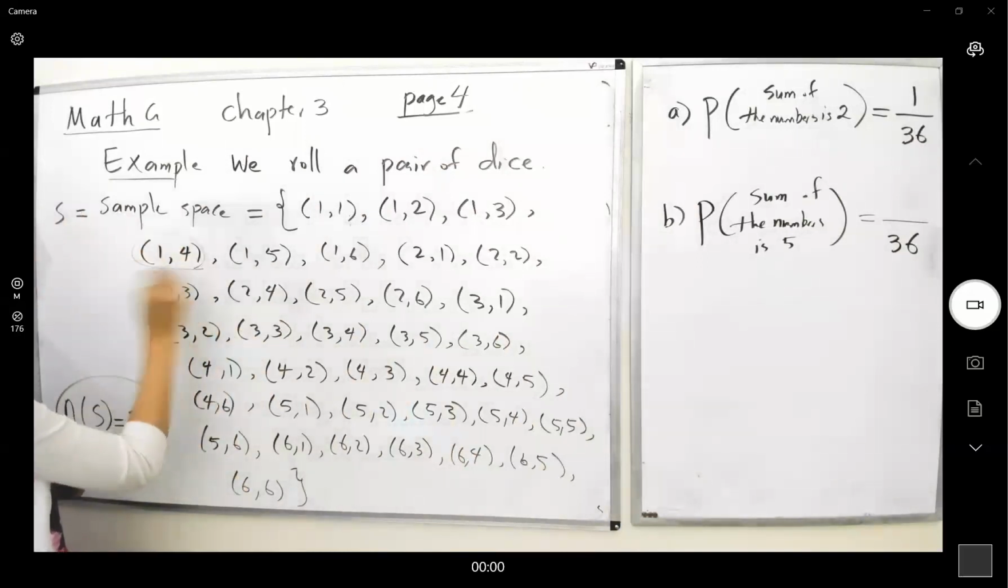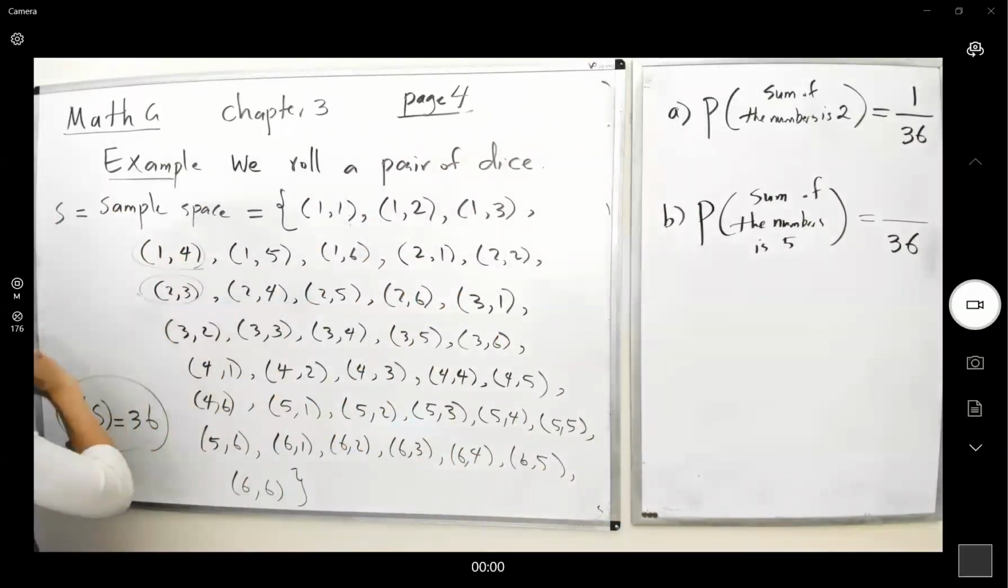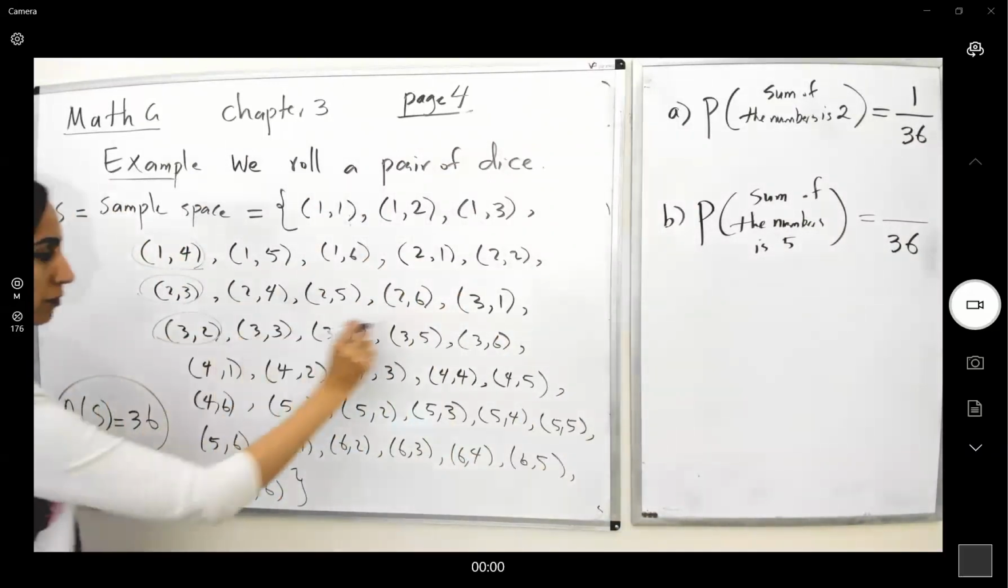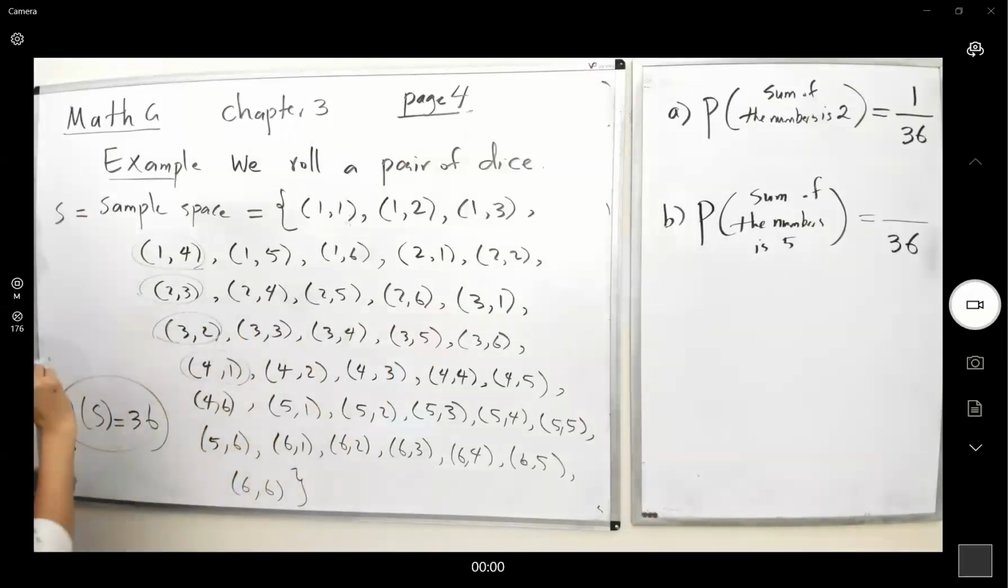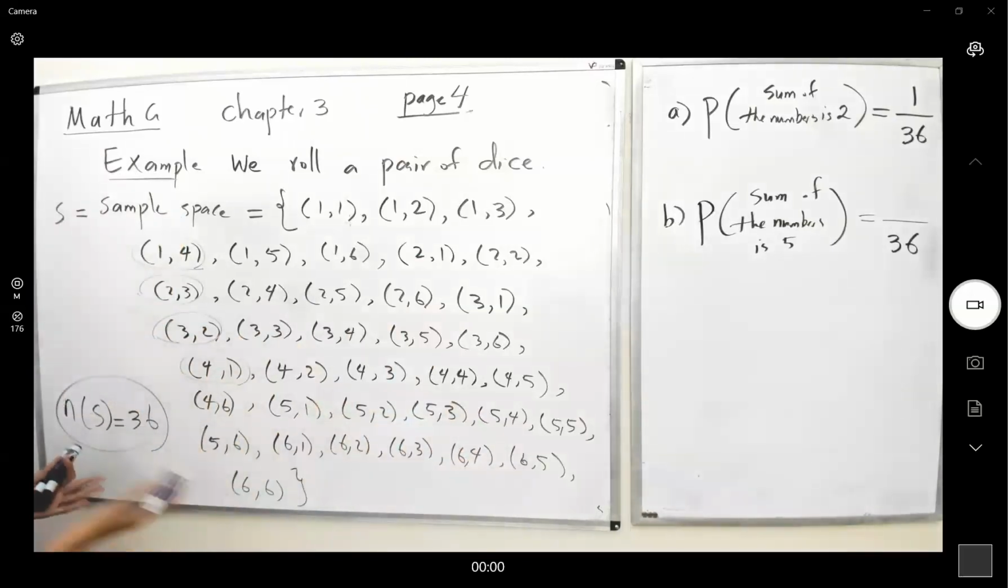1 and 4. So here you have 2 and 3. We have 3 and 2. We have 4 and 1. The sum must be 5. 4 plus 1 is 5. What else do we have? Let's look for all of them. Do you see anything else? The sum is equal to 5. I don't see anything else.